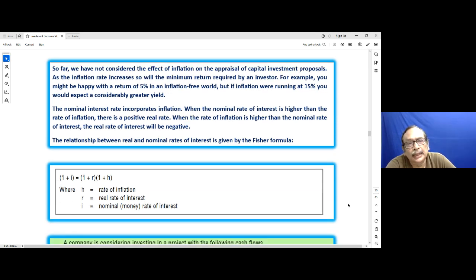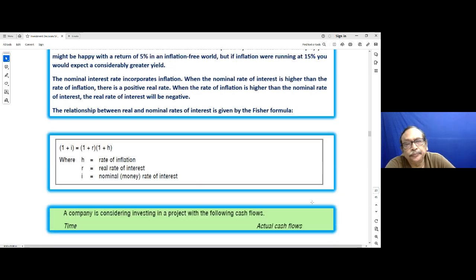The nominal interest rate incorporates inflation. When the nominal rate of interest is higher than the rate of inflation, there is a positive real rate. When the rate of inflation is higher than the nominal rate of interest, the real rate of interest will be negative. So you have to remember this.